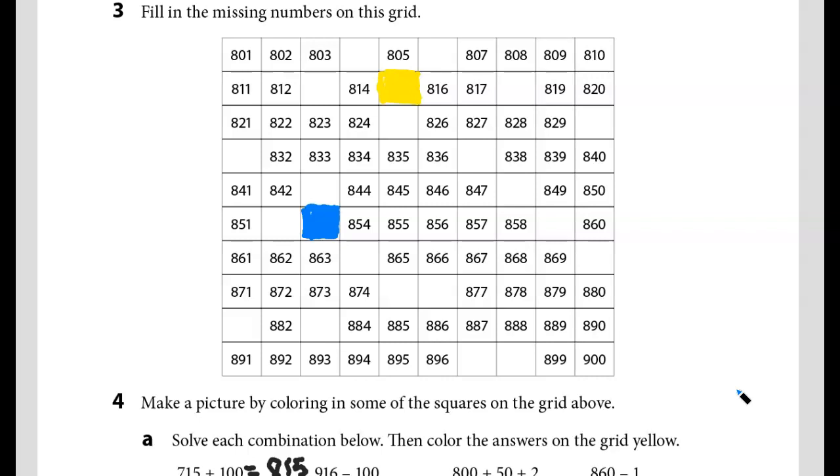Your job is to finish these 2 pages, page 51 and 52 in your Number Corner book. If you don't have your Number Corner book, remember these pages are in the Seesaw activity for you.